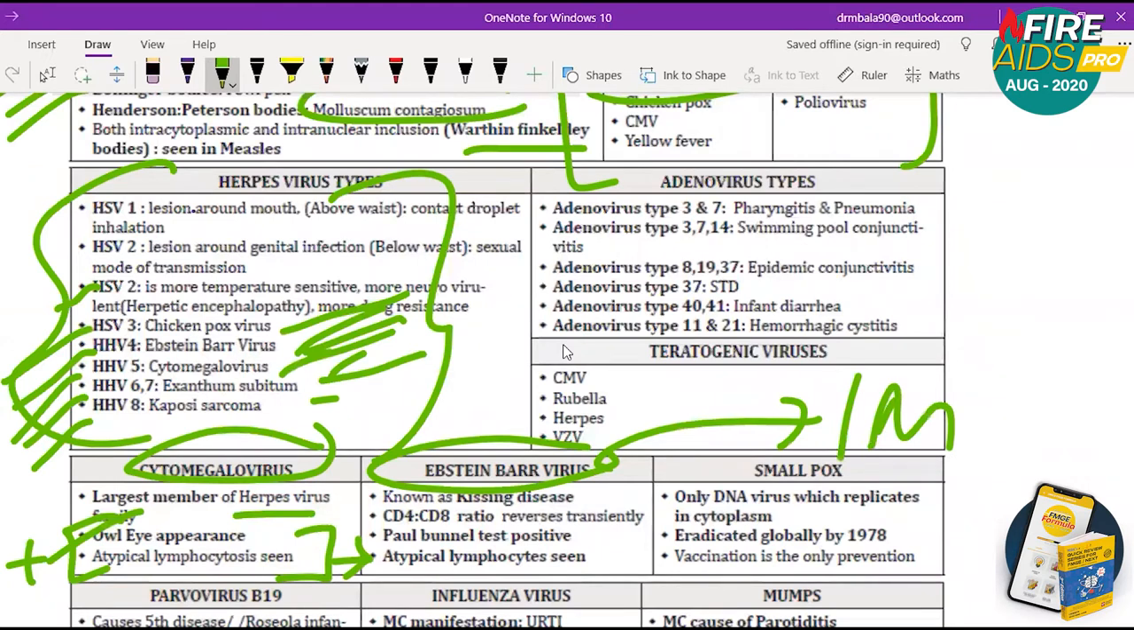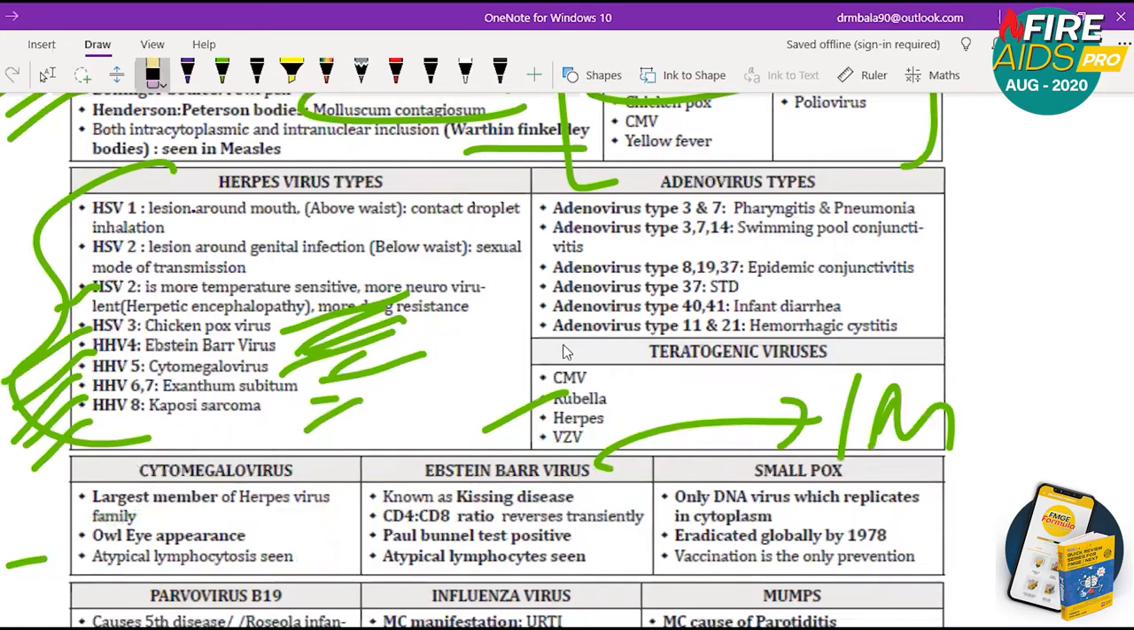So when a patient has atypical lymphocytosis, you should think of these two in your MCQ: cytomegalovirus and Epstein-Barr virus. What is going to differentiate them in your MCQ is the Paul Bunnell test. If the Paul Bunnell test is positive, it is going to be Epstein-Barr virus. So for a direct MCQ, atypical lymphocytes are seen in: it could be Epstein-Barr virus, it could be cytomegalovirus. The differentiation point is the Paul Bunnell test. This point is highly essential for your MCQ. I hope I'm clear in this.